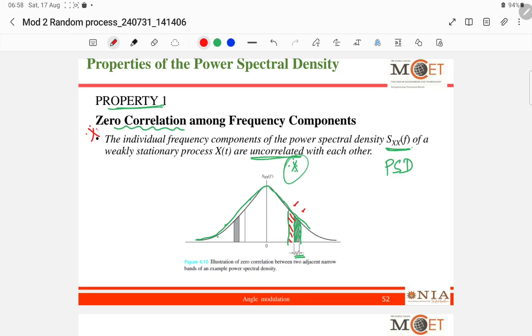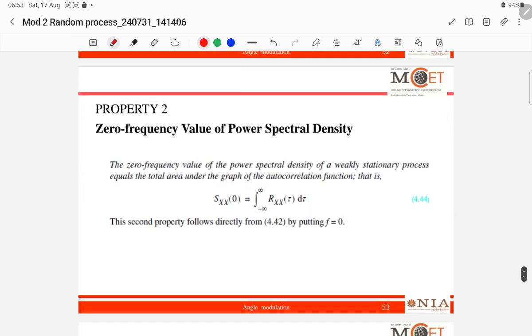So this is the first property, that there is no correlation with each other. Each individual frequency component is uncorrelated with the others. The second property is the zero frequency value of the power spectral density. So we have the equation.